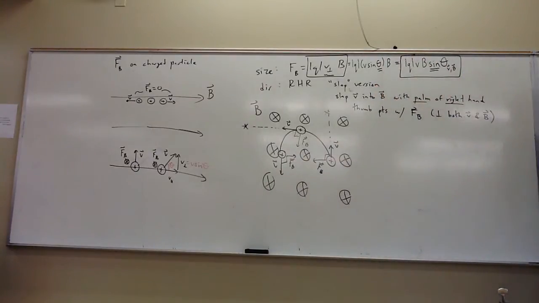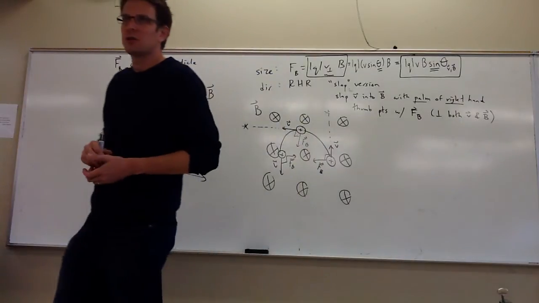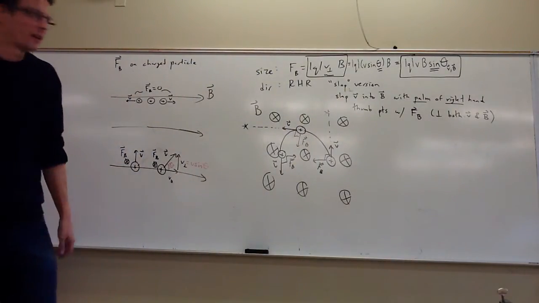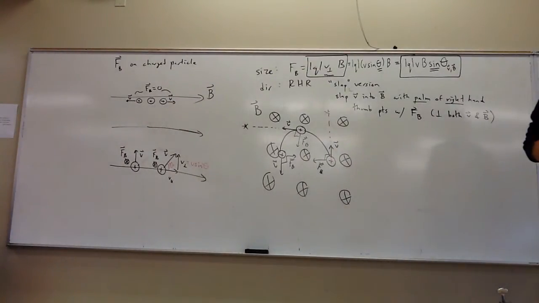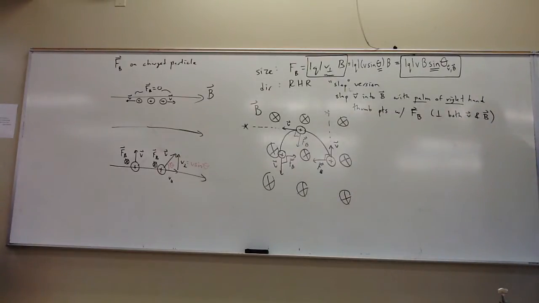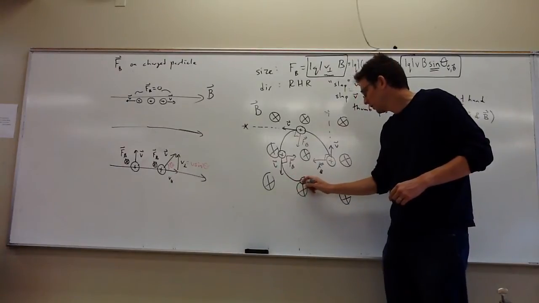And you can kind of see where this is going already. What kind of trajectory is this particle going to make? It's going to make a circle, right? If the magnetic force always comes out perpendicular to the motion, then it's going to just wrap it into a circle.